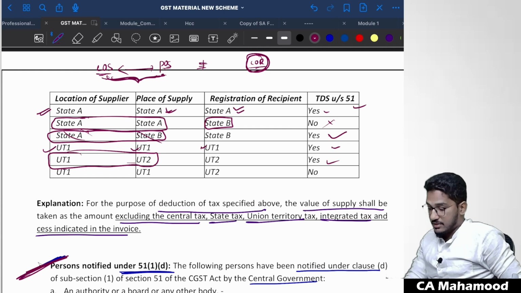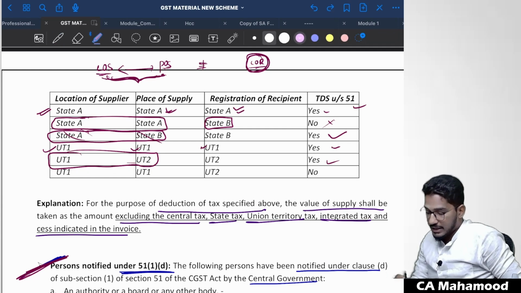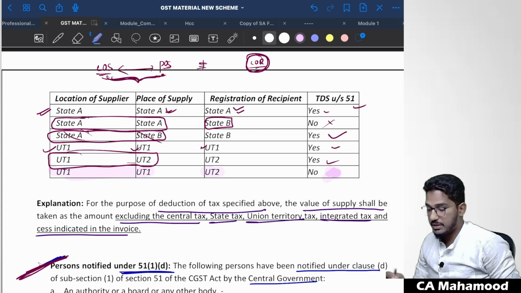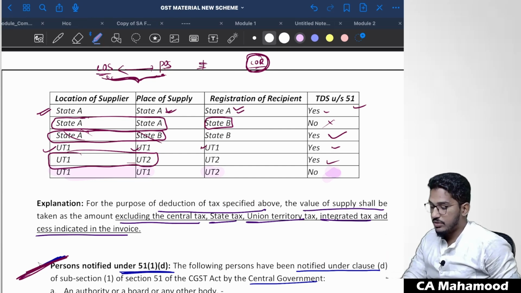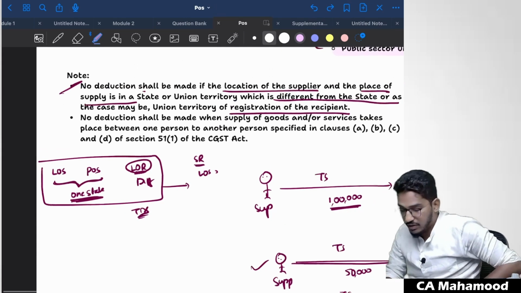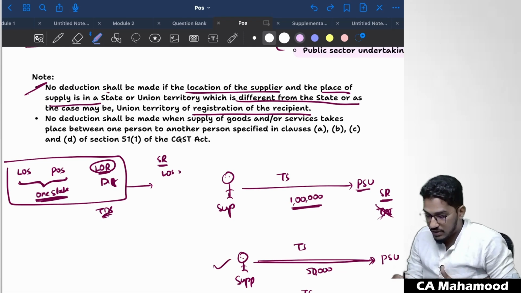Let us look at the last case. Location of the supplier, place of supply, both are falling in same state, which is different from registration of the recipient. Yes, in this case, TDS will not become applicable. Clear, everybody? So this is very, very important. You have to remember it. You have to learn it by heart. There is a logic also for that, but that logic itself will take a lot of time for me to explain, that we can't afford in the marathon. So that's why I told you the thumb rule. What is the thumb rule?